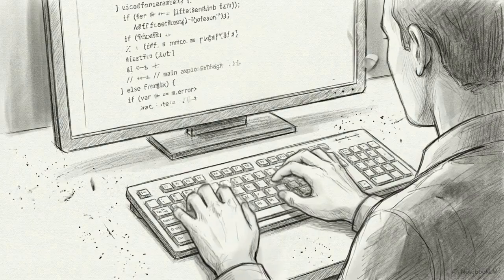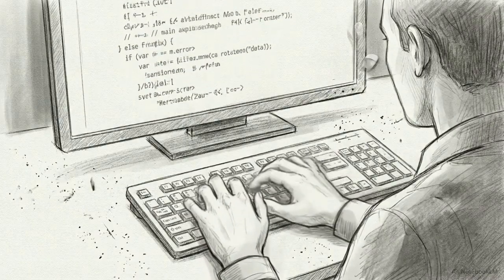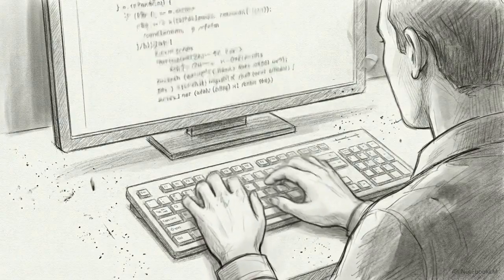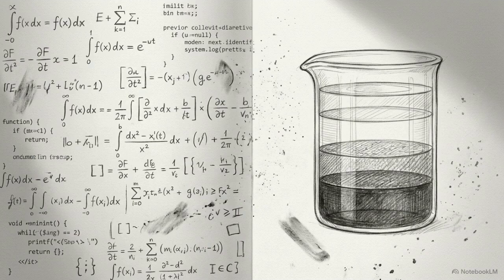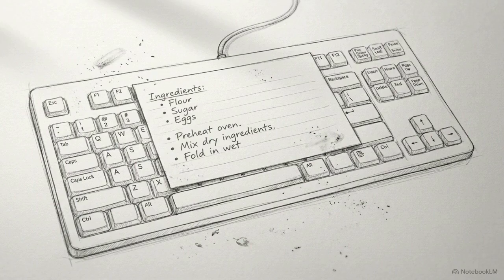Now that we understand the concept visually, we can look at how a software engineer actually writes this set of rules. This code processes our blending logic. On line 3, image A multiplies by our alpha weight. Image B multiplies by 1 minus alpha for the remainder, adding them. On line 10, feeding the dolphin, bicycle, and a decimal weight processes the final image. When you look past the symbols and syntax, you can see the same physical rules we used with the liquids. This line of code is simply a set of instructions for a digital recipe.